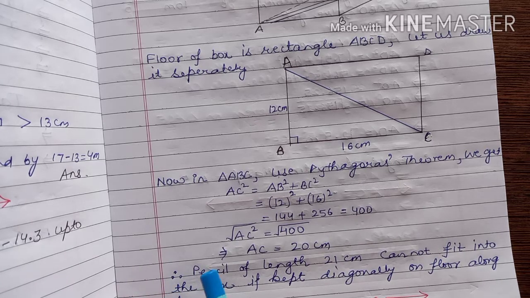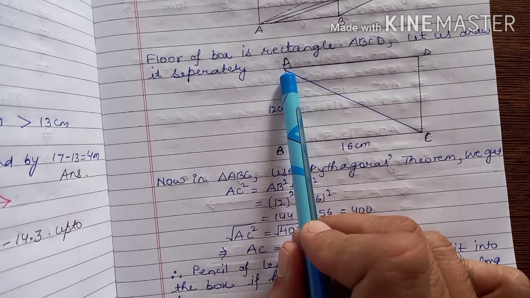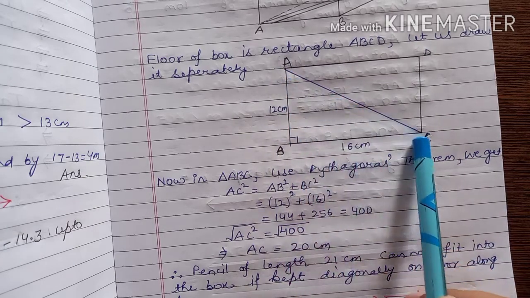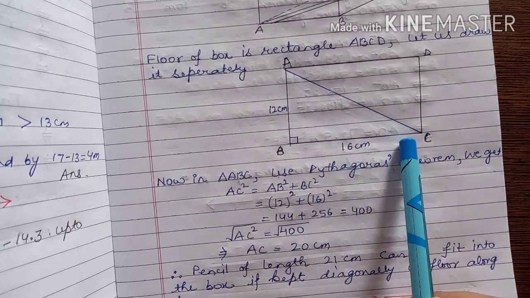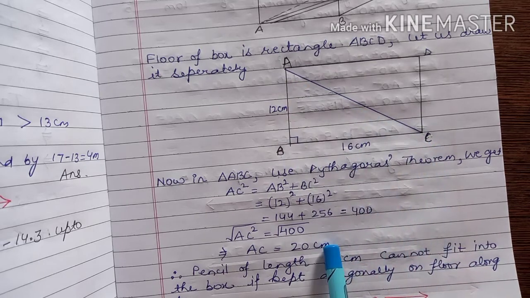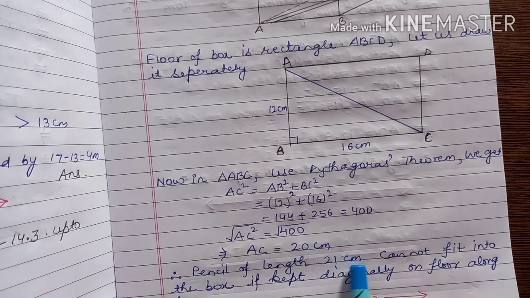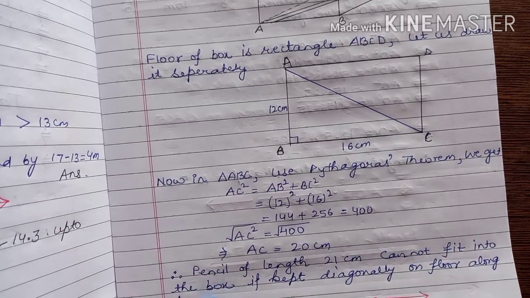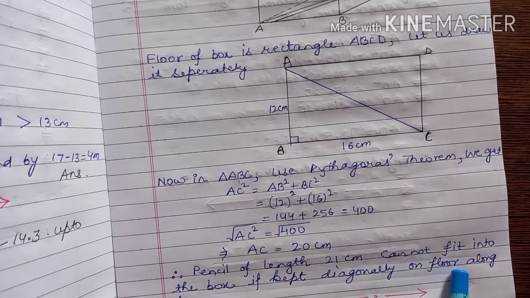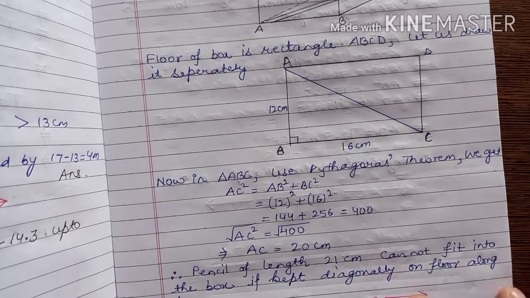But the length of the pencil is 21 centimeter. So it means the pencil of length 21 centimeter cannot fit along diagonal AC because the length of the diagonal is 20. So we can say the pencil of length 21 centimeter cannot fit into the box if kept diagonally on the floor along AC.